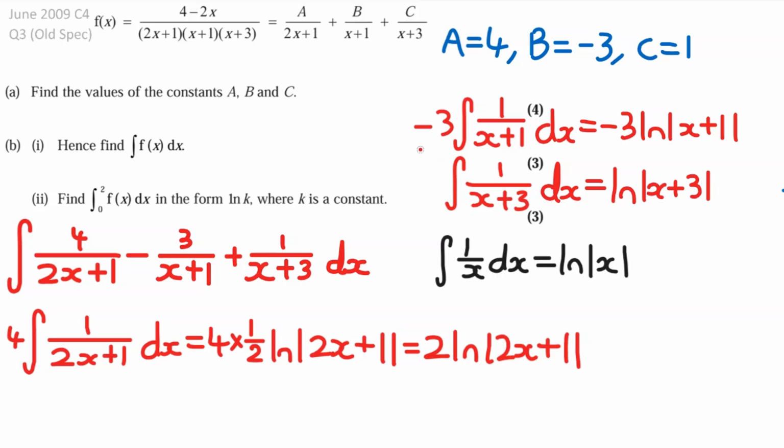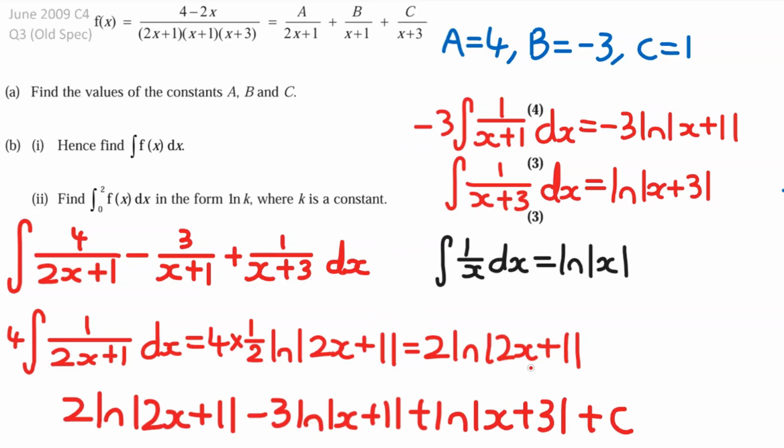So therefore, if we add these terms together, this integral is going to be 2, and then the natural log of the modulus of 2x plus 1 minus 3, and then the natural log of the modulus of x plus 1 plus the natural log of the modulus of x plus 3, and then remember the plus c on the end.